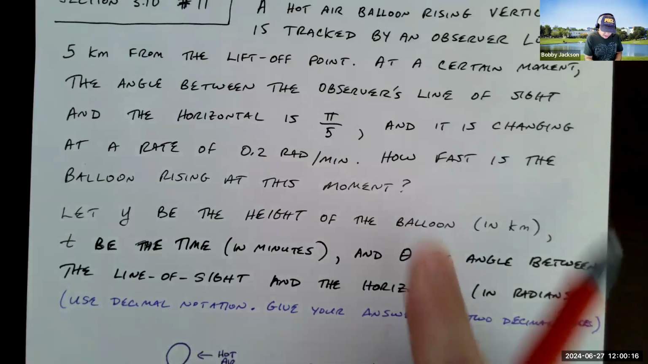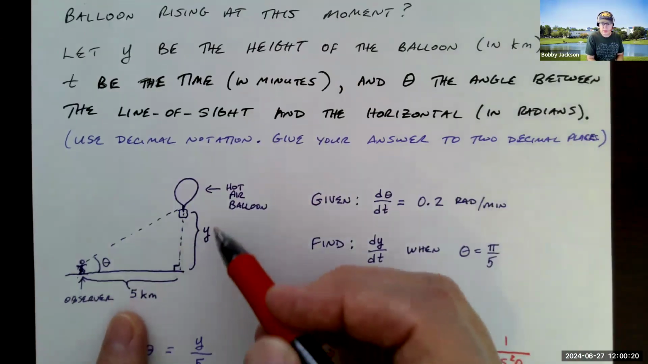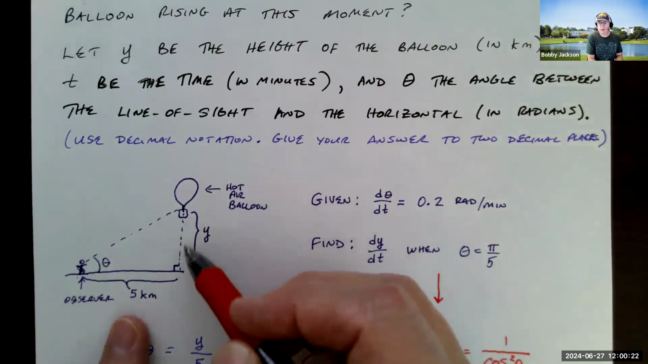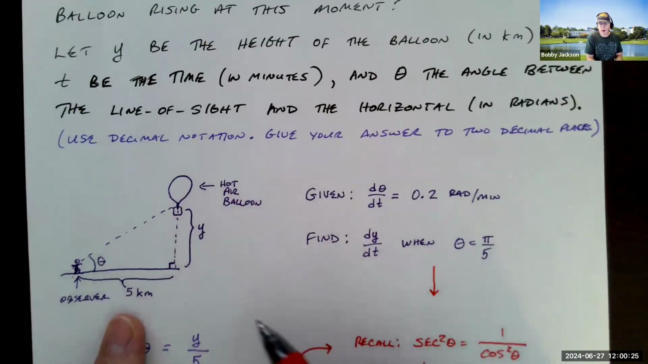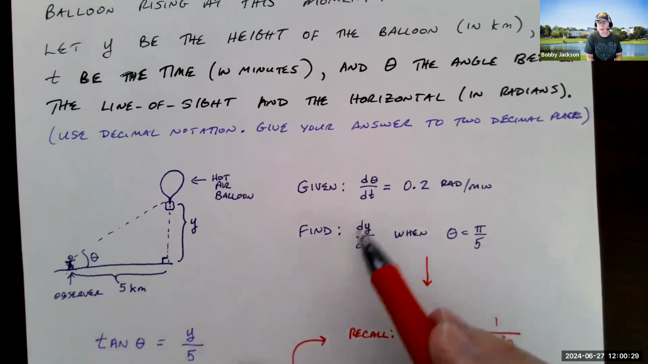And then what are we asked to find? How fast is the balloon rising at this moment? So that's going to be the rate of change of y, right? The speed of the balloon, how fast it's moving upward, will be the rate of change of y with respect to time, or dy dt. So that's what we're going to find.